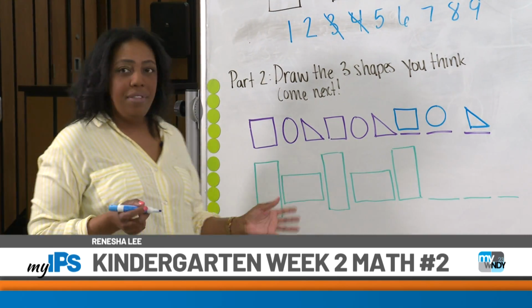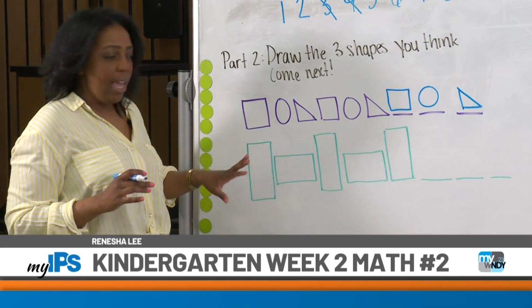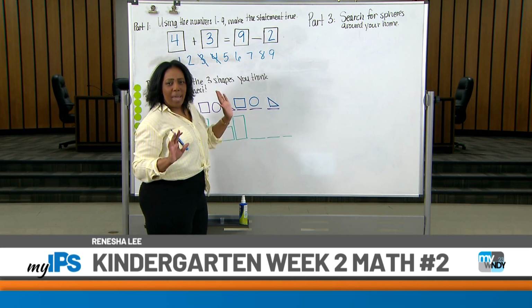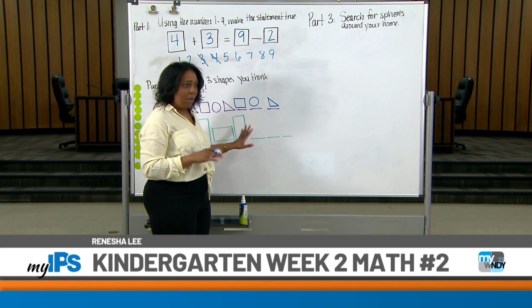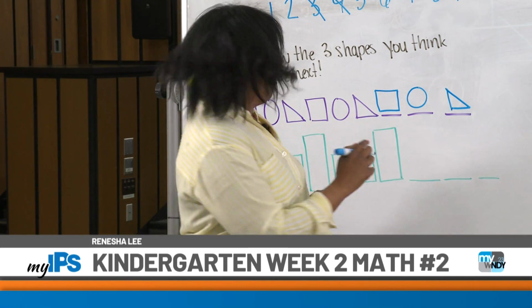So these have the same shapes, but they're twisted, right? So we've got a tall rectangle and a sideways one. A tall rectangle and a sideways one. A tall rectangle. So the next one's going to be what? A sideways one. You got it.